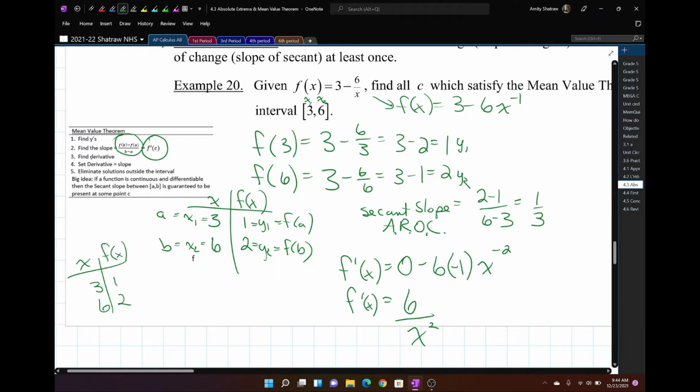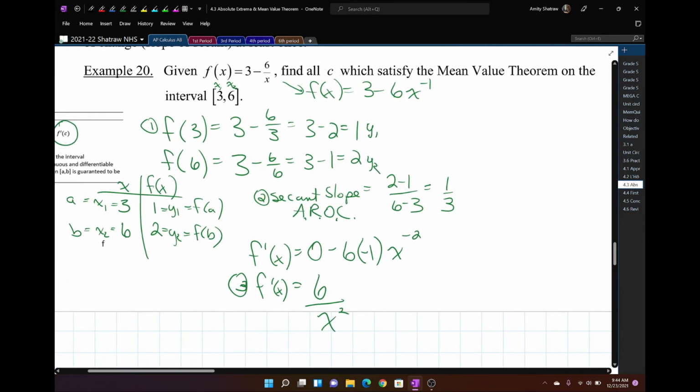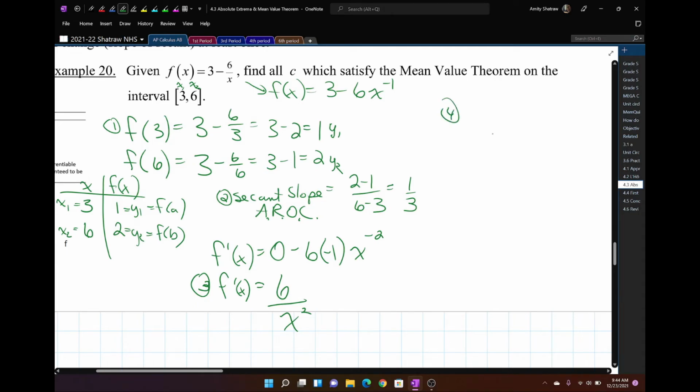So that's going to be my derivative, f prime of x. And it says, find the derivative. So I've done step 1 here, I've done step 2 here, and finding the derivative is step 3. Step 4, I have to set the derivative equal to the slope. So I say that 6 over x squared equals 1/3. Cross multiply to solve, and I end up with 1 times x squared equals 6 times 3, which is 18. That 1 is very boring, so I don't need it. So I can take the square root of both sides. And check this out: I end up with x equals positive square root of 18 and negative square root of 18. And I'm happy. Does that mean I'm done?